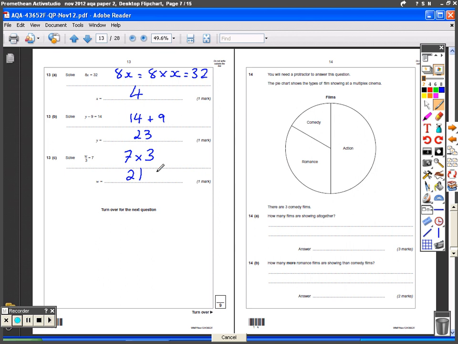Question 14, it says you will need a protractor to answer this question. The pie chart shows the types of film showing at a multiplex cinema. There are 3 comedy films. How many films were shown altogether? So we need to figure out what degree comedy is. If that's worth 3 films, I need to figure out the degrees that the 3 films represent. So we need a protractor.